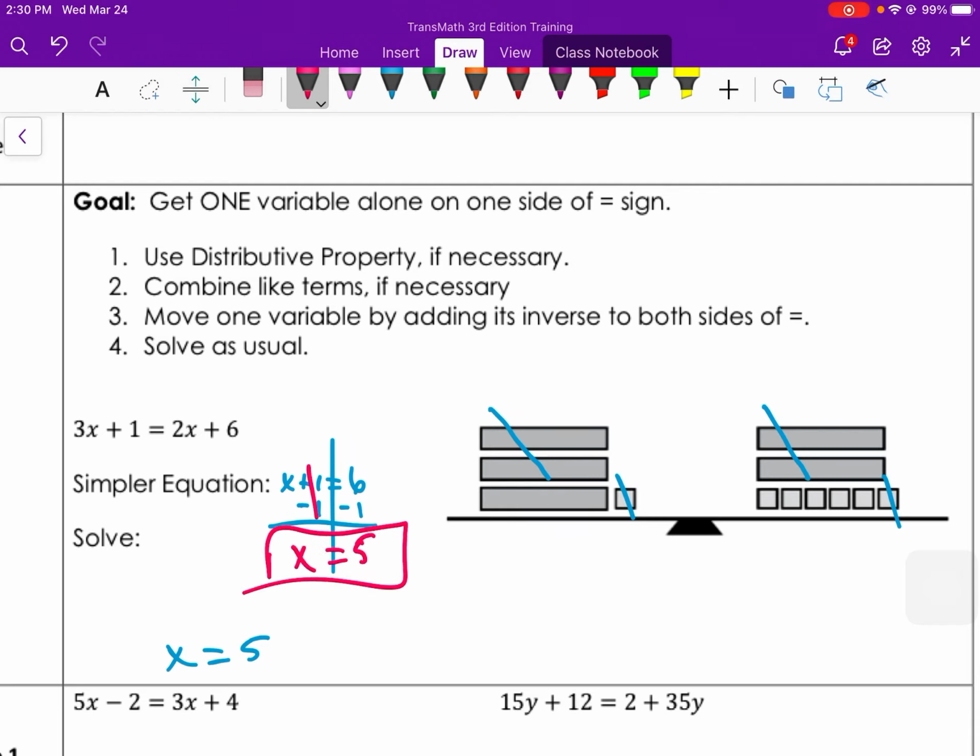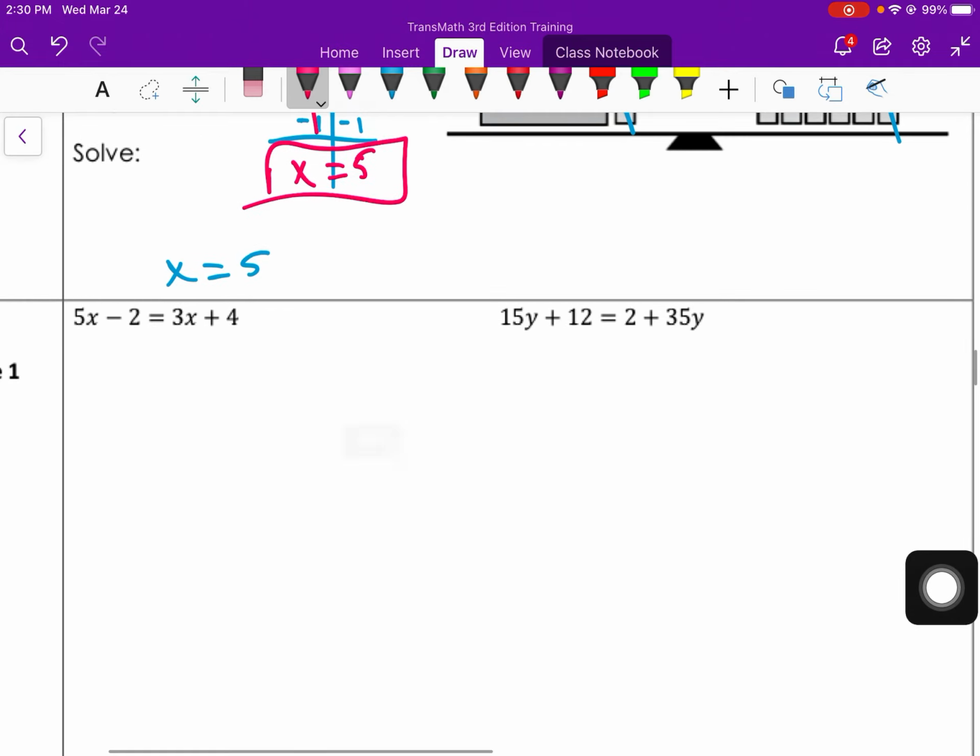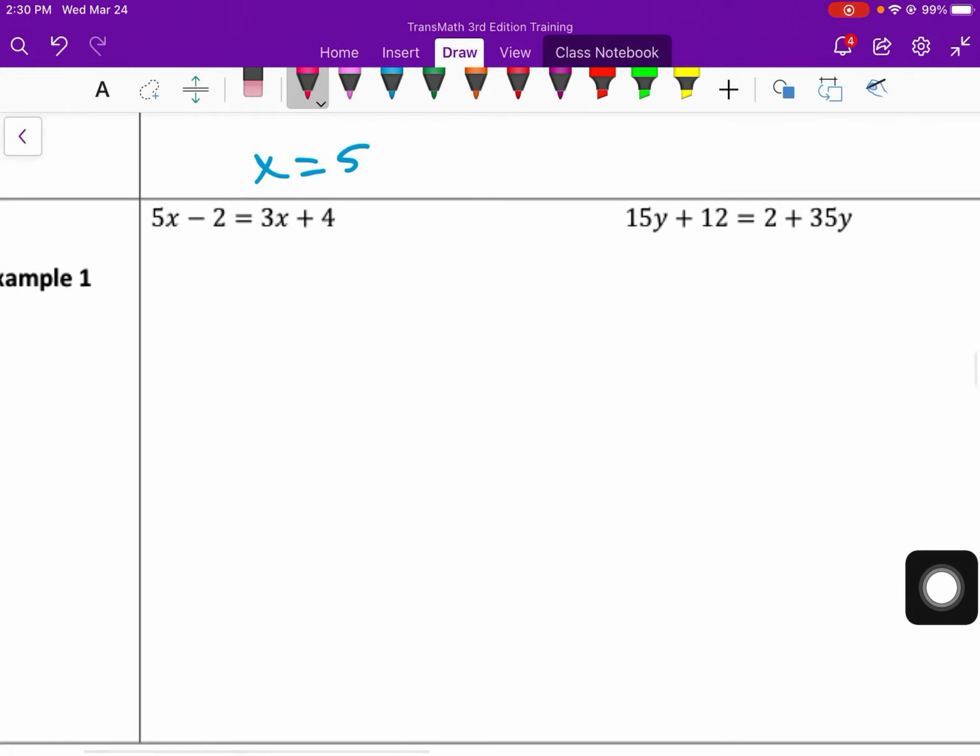So that's what we're doing. We started with variables on both sides, and we still ended where we found out what x equals. If we substituted it back in, both sides of the equation would be equal. These expressions would be equal to each other. So let's practice now not using manipulatives.